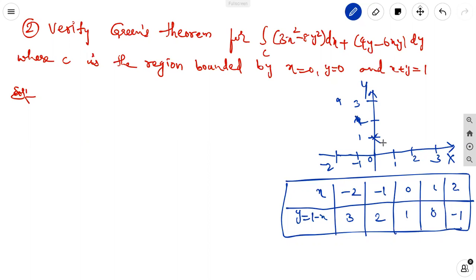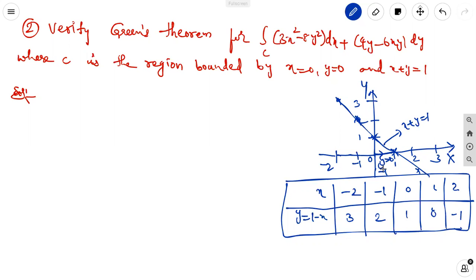For 0, it is 1. For 1, the... For x equal to 0, y is 1. For x equal to 1, y is 0. For x equal to 2, it's minus 1. What we are getting is a straight line. So this is the straight line x plus y is equal to 1. And this is y equal to 0.